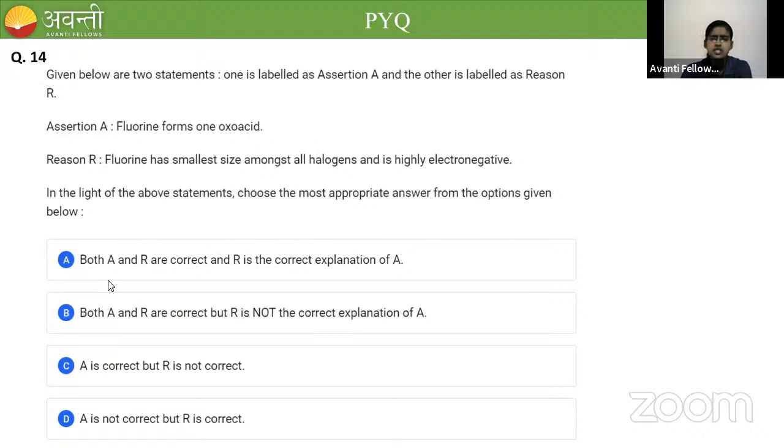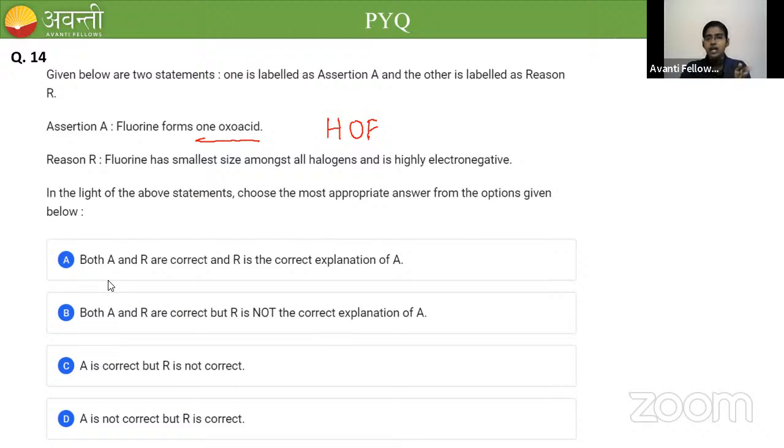So the assertion says that fluorine forms one oxo acid. And the reason is fluorine has the smallest size among the halogens, and since it is highly electronegative, it can form only one oxo acid. So first we have to check for the assertion. So what is that one oxo acid formed by fluorine? It is actually HOF. HOF is that oxo acid.